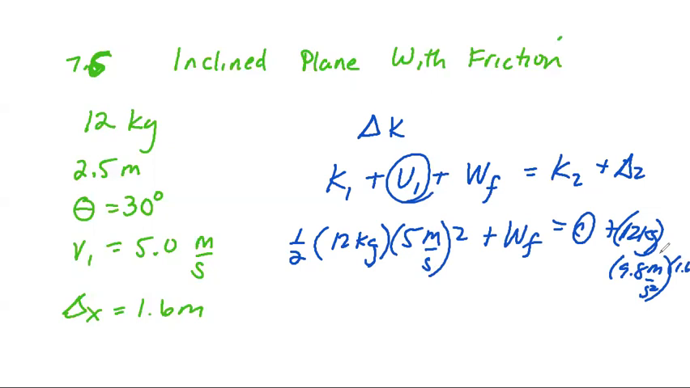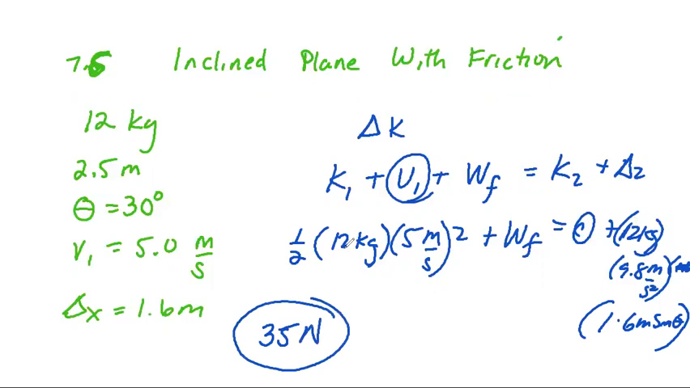Oh no, wait a minute. That's not 1.6 meters. It is 1.6 meters times sine 30. It is the vertical distance. All right. Now, the book solved it for me, so let's see what we get here. We get that the force of friction is going to be equal to 35 newtons.